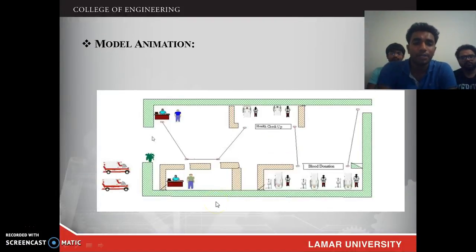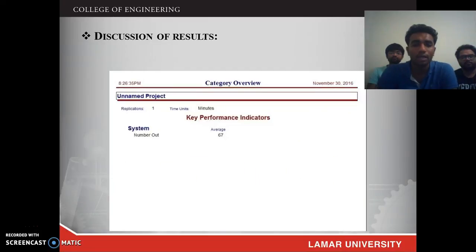This is the animation of our model. The donors come here. If they are old donors, they come there for the health checkup. If they are new donors, they come for registration. Then they decide whether they are eligible or not. Then they come to the health checkup. After the health checkup, eligible donors come to blood donation, and the 5% not eligible donors directly leave the system. So this is the blood donation camp.